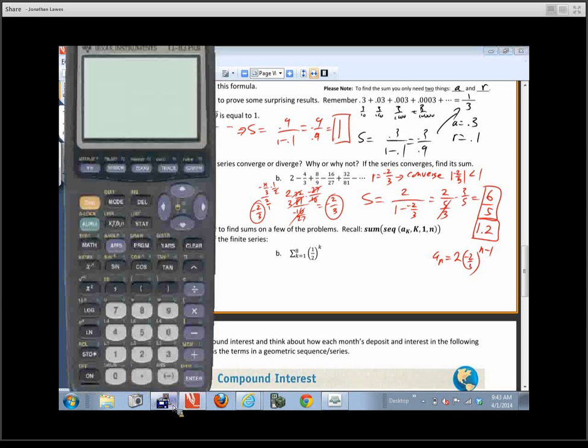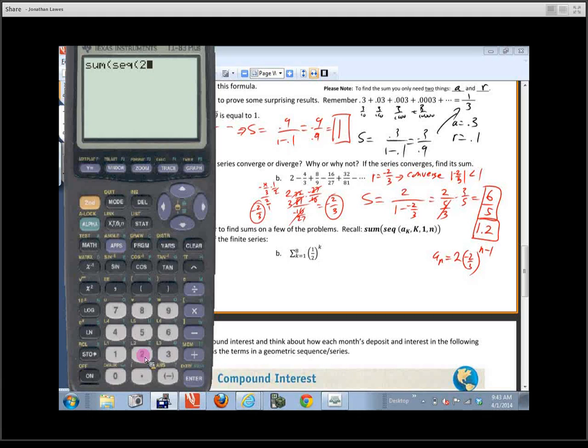So on your calculator, here's what we're going to do. I'm going to build this from scratch. So we hit second list. There's the sequence. We don't want that yet. We want sum. Now I want to tell it what sequence to do. So I'm going to tell it to grab that sequence command, and then I'm going to type in the sequence.